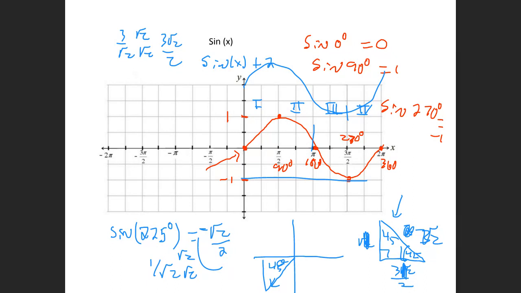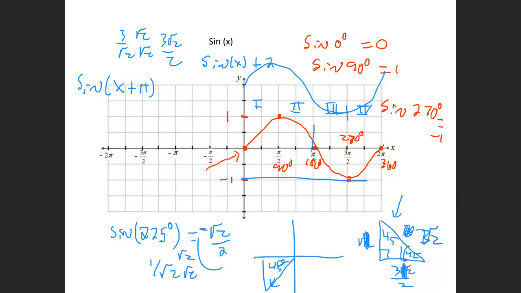Once you know the parent function, what do you think this graph is going to look like? Sine of x plus pi. Okay, so now it's inside the parentheses. What does that do? Shifts it to the left pi units. Boom. That is what we're going to do next week.